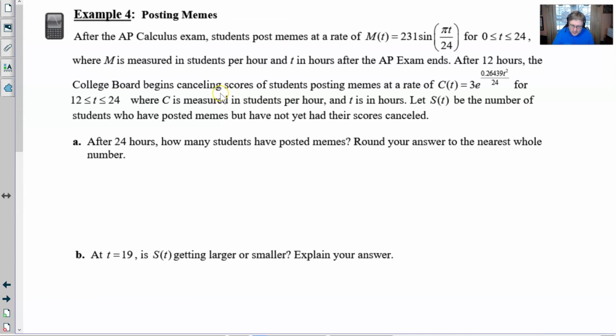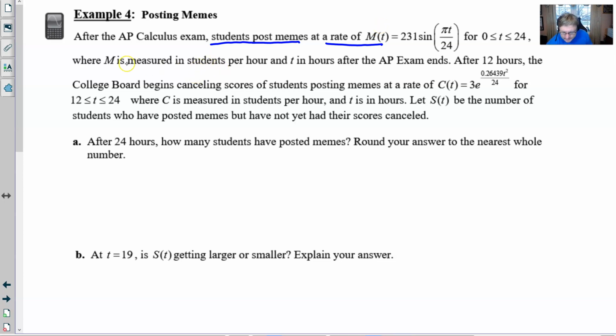So let's scroll back up and see if we can start the ball rolling here. Now, I notice at the very beginning we've got some language here. Students post memes at a rate of m. So it's very important that we know that this m is acting like a derivative. It doesn't have prime notation attached to it, but we want to at least acknowledge that.